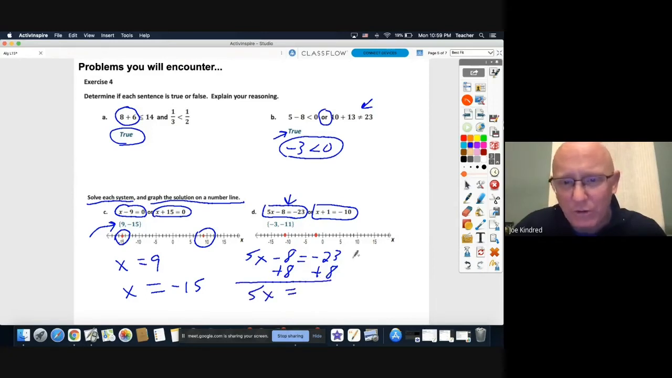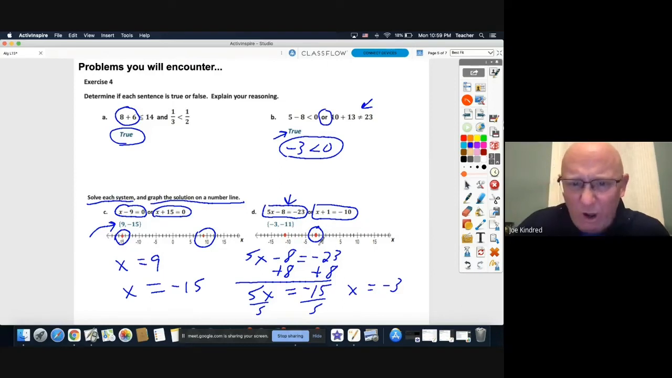I'm going to add 8 to both sides, and I get 5x is equal to 23 and 8. You can use your calculator if you want. So different signs, we're going to subtract 23 minus 8. Well, 23 minus 10 is 13. That's going to be a negative 15. Divide by 5, and you get x is equal to a negative 3.